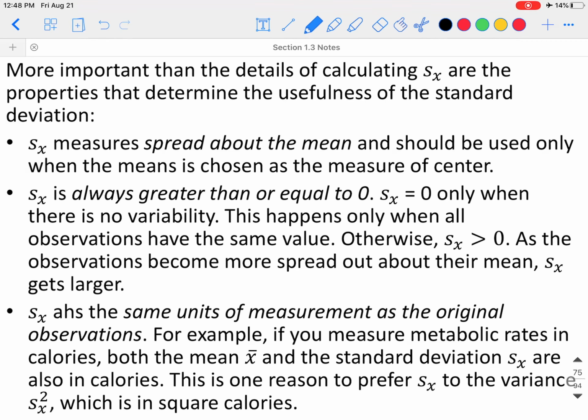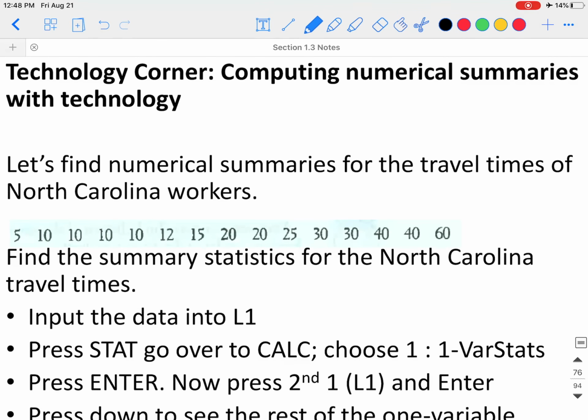The standard deviation has the same units of measurement as the original observation. So if we're talking about the metabolic rate in calories, both the mean and standard deviation will also be in calories. This is also one reason we prefer the standard deviation to the variance, which would be in square calories.